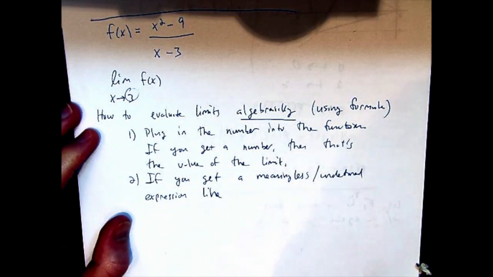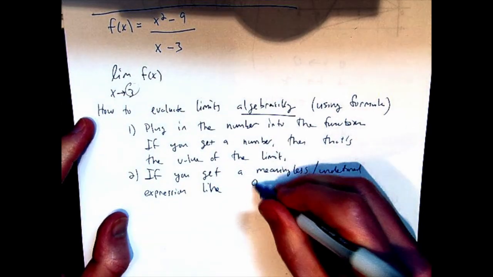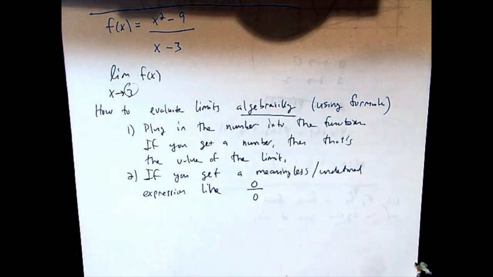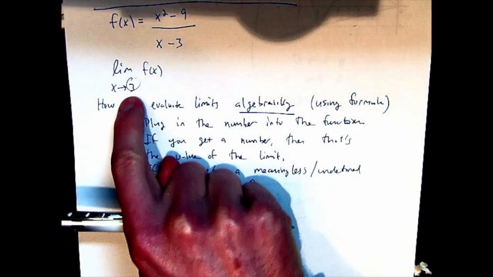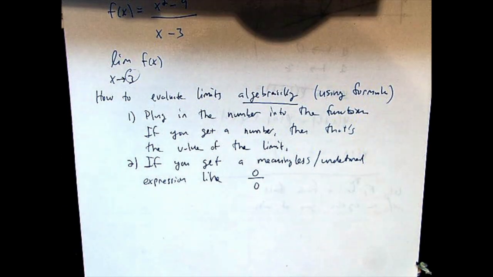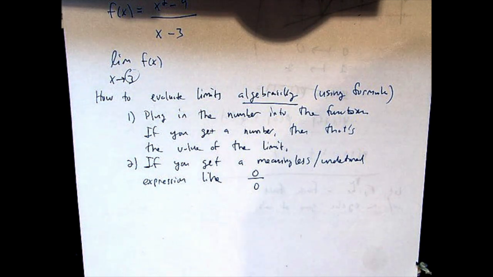What is an example of a meaningless expression? 0 over 0 is the one that you'll see over and over again. There are other meaningless expressions, but 0 over 0 is the most important example. So very often when you just plug the number into the function, you'll get this weird expression, 0 over 0. And it turns out to have no meaning. It's not 1, it's not 0, it's not infinity. It really doesn't have any meaning. It is a meaningless expression.